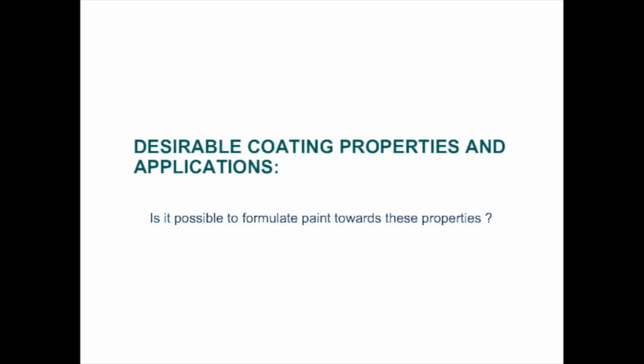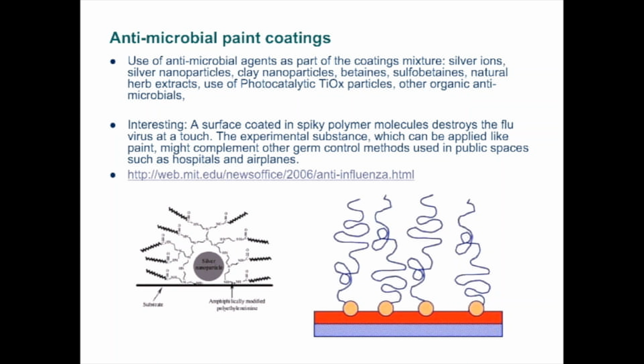Now, I'm almost done here. Let me just finish by citing what are some of the desirable properties and applications for a coating. So first is a coating will be good if you have an antimicrobial property. This can be achieved by either adding some antimicrobial agents, including silver ions, silver particles, betaines, sulfobetaines, or even photocatalytic titanium particles. Okay, and that means that you're able to add that antimicrobial property, let's say in an architectural paint that is useful in hospitals. Okay?